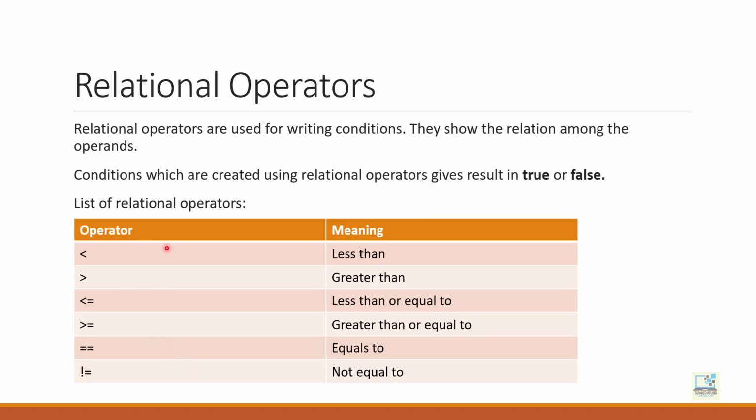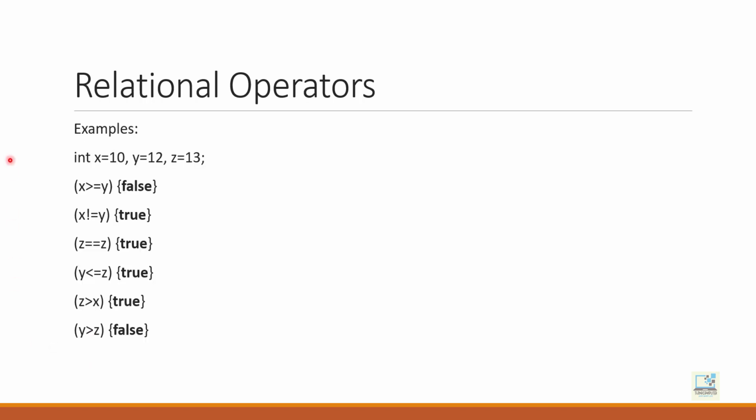These are the relational operators: less than, greater than, less than equal to, greater than equal to, equals to, and not equal to. Remember, in the relational operator, equal to is written 2 times, whereas if you write the equal to 1 time, that is the assignment operator. So I have some examples.